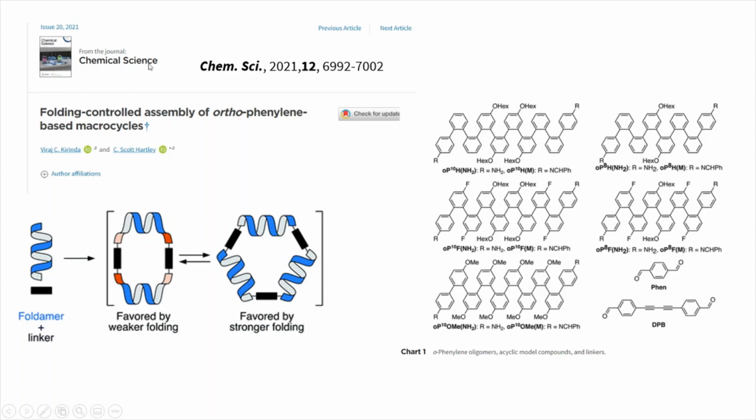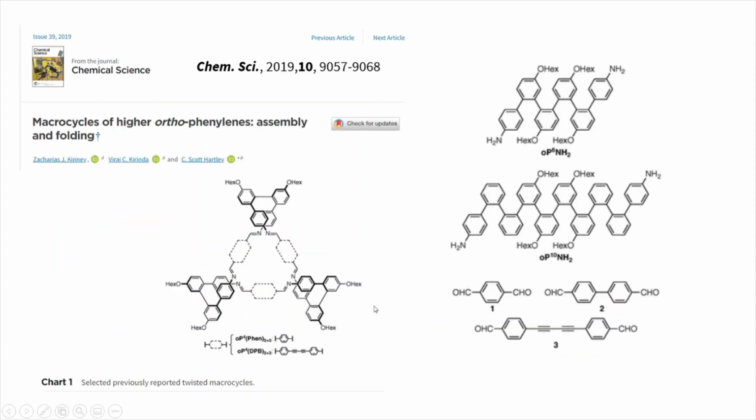This paper was published in Chemical Science in 2021. Here is the information about this paper. You can go through it to see how he did it. I'm going to show the same technique, how to set up the reaction, right after this part. Then you can see how he did this reaction. The foldamer and the linker form this Schiff base reaction to give the macrocycles.